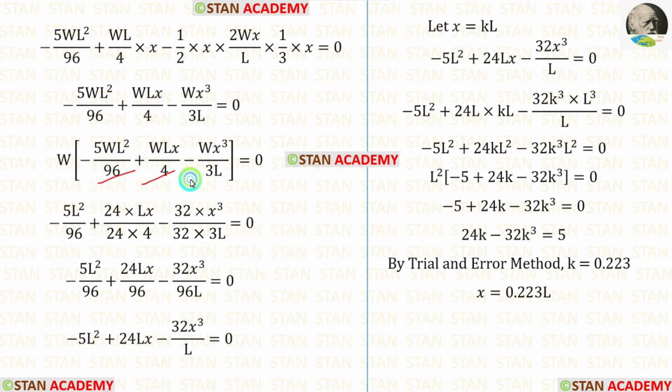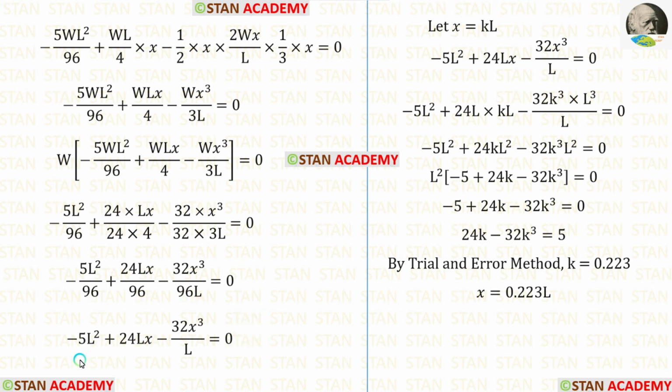For these three terms, let us keep 96 as common. We have to multiply this term with 24 on the numerator and denominator. We have to multiply this term with 32 on the numerator and denominator. Then we will get 96 as common. Let us take 96 outside and take on the right side. 96 into 0, we will get 0.